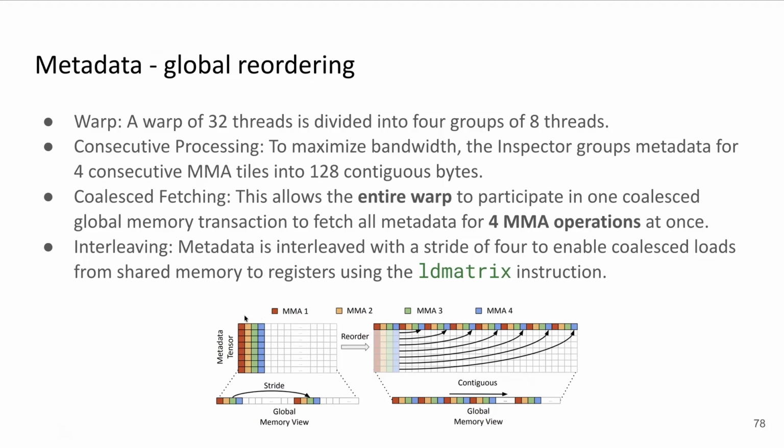So what we do is, this is kind of what the MMA tiles are laid out in memory originally. And we reorder this into a contiguous 128 bytes in memory, so that each group of 8 threads is going to load the data for one MMA tile. So we also lay it out in this kind of coalesced fashion, so that one LD matrix is going to be able to load this entire 128 bytes of data. And this will be enough data to perform 4 MMA operations at once.